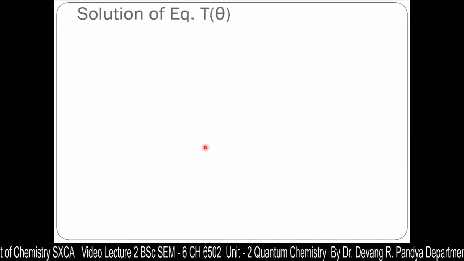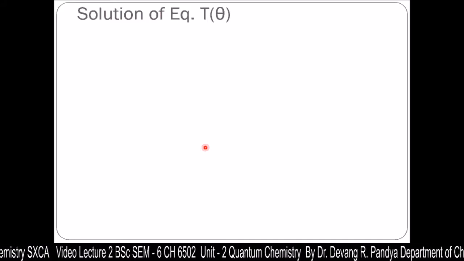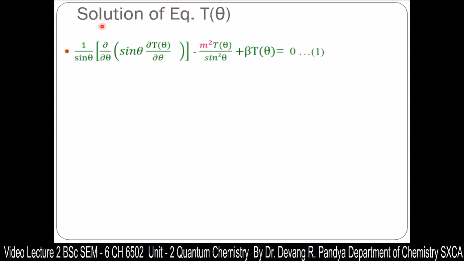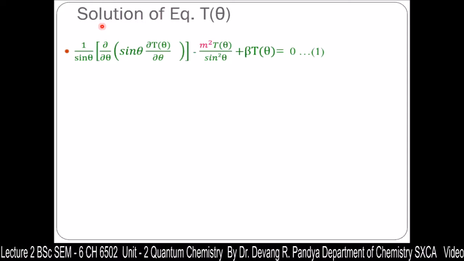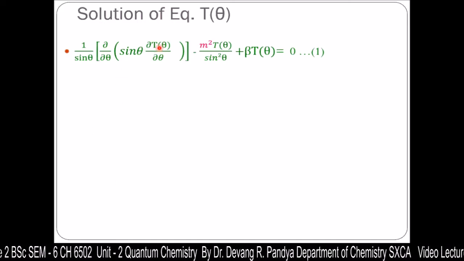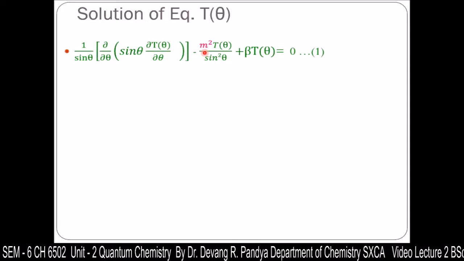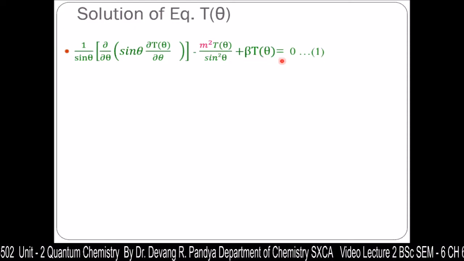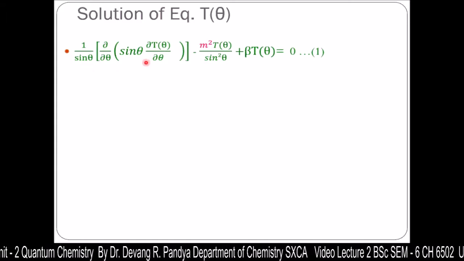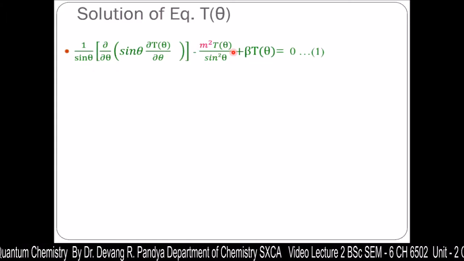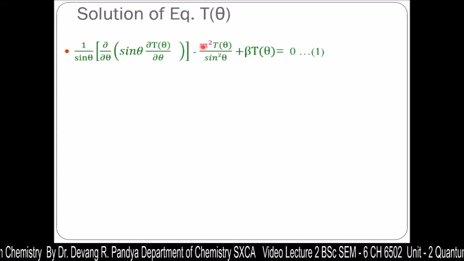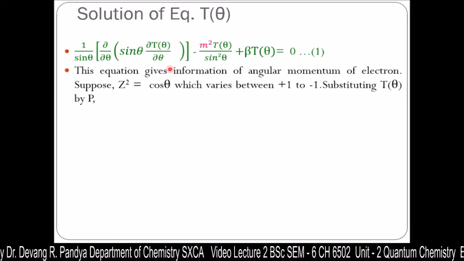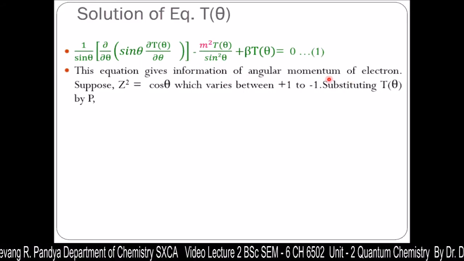Now the solution of the T(theta) equation, or theta-based equation. For the theta-based equation we need to consider only the theta variable, and that is represented as 1 upon sin theta into d by d theta of sin theta dT(theta) by d theta, minus m square T(theta) by sin square theta, plus beta T(theta) is equal to 0. This is only the theta-based equation, where the values of r and phi are abbreviated in the form of m and beta. This equation gives information on the angular momentum of the electron.